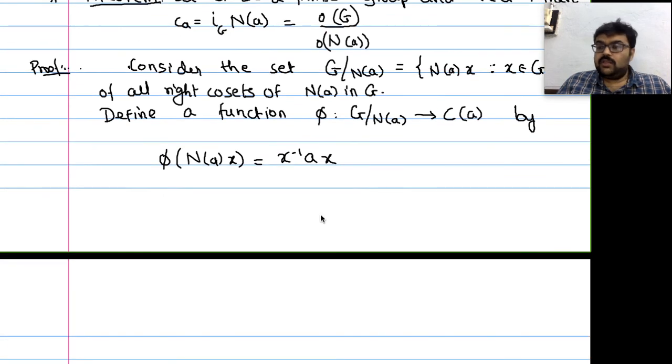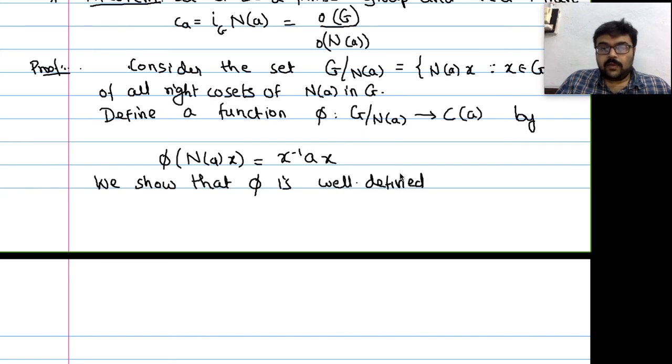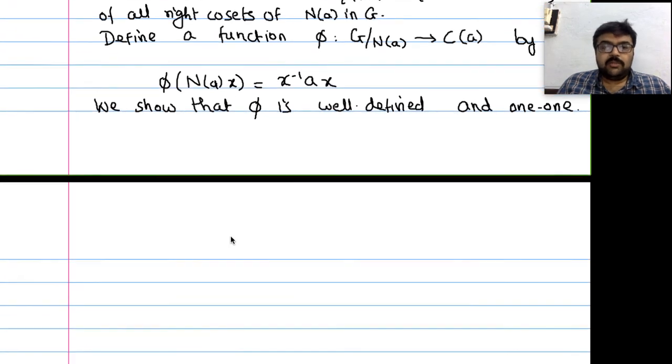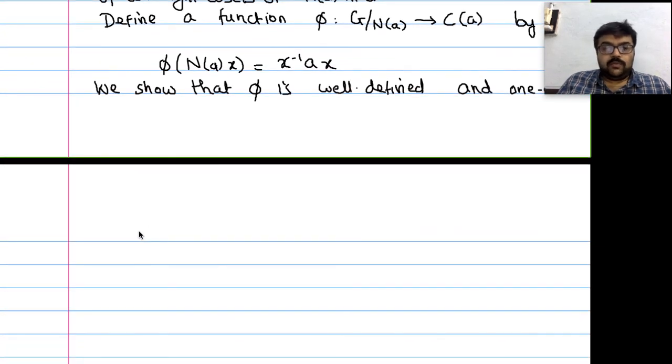Now we show that this function phi is well defined and 1-1. Right now let us say 1-1. I was going to write bijective, but let us say 1-1. So how do we show it's well defined? If we have two same right cosets, the image also should be same.